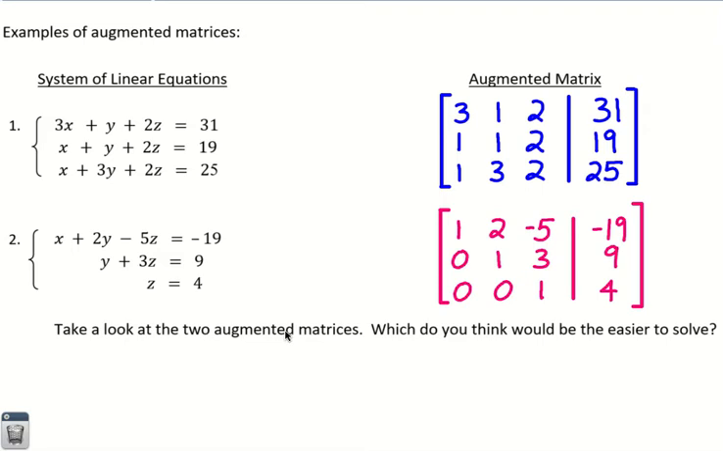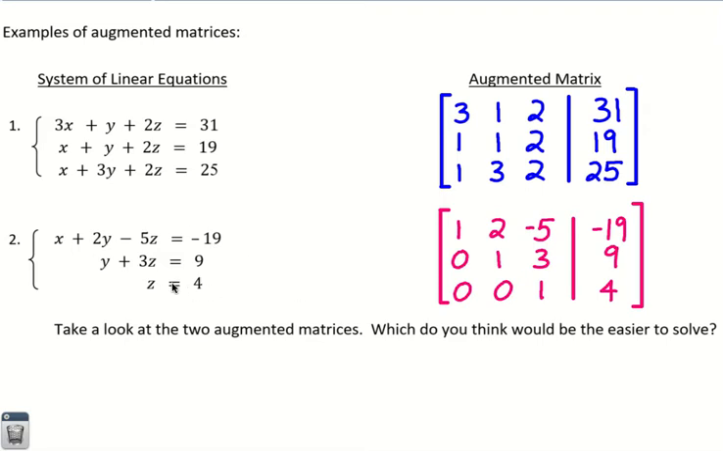Okay, so taking a look at these two augmented matrices, which do you think would be the easier system to solve? Again, we'd have to solve for x, y, and z. So which one of these systems do you think would be easier to solve for all three variables? Hopefully it doesn't take you very long to figure out that there's no case to argue. It should be easier to solve this one.